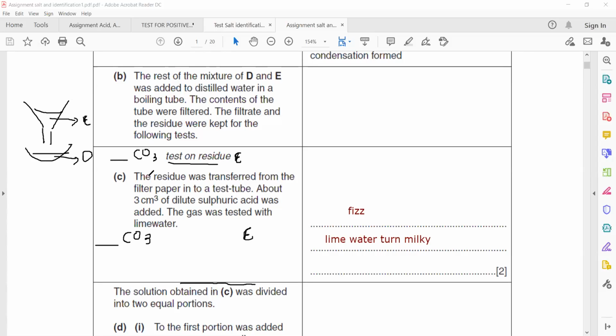So if the carbonate ion is there and you add an acid, what is the observation? Whenever there is a carbonate ion and you add an acid, the observation is bubbles, fizz or effervescence, and the lime water will turn milky. That's why I mentioned fizz. And then the gas was tested with the lime water. The lime water will turn milky. Is it clear?